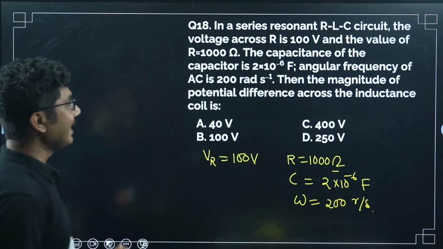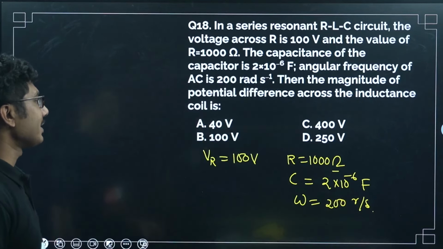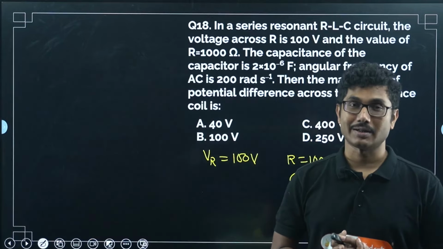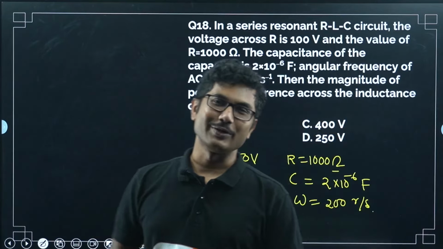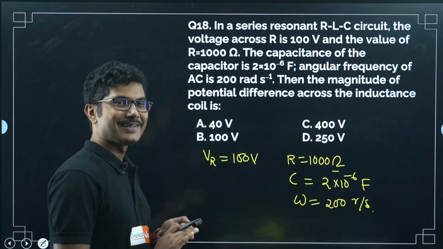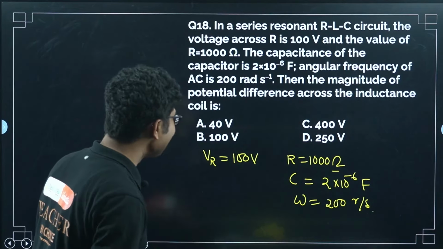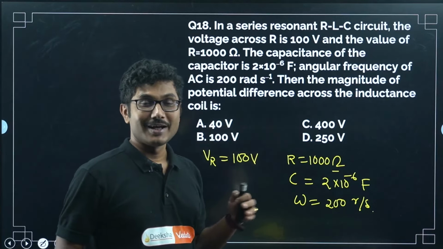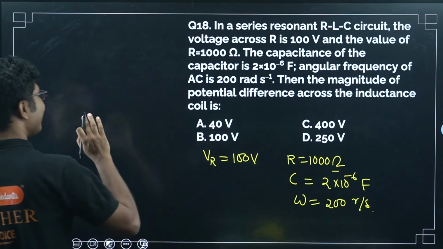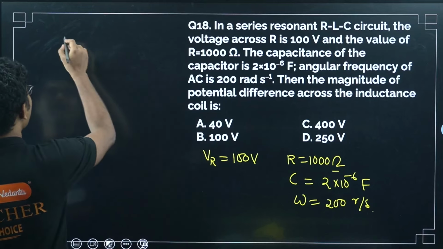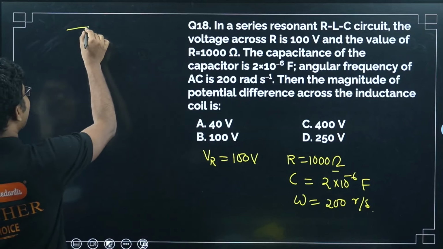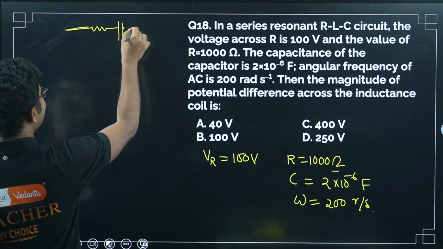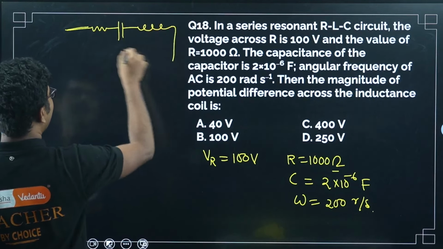Then the magnitude of the potential difference across the inductor coil? Now no information at all is given about the inductor. So how can you solve it? No inductance is given, nothing is given. This is a really beautiful problem. In the entire question paper, this question is very close to my heart. I have solved it and I enjoyed solving it. I hope the same is true for you. So when there is an R, there is a C, there is an L and an AC.